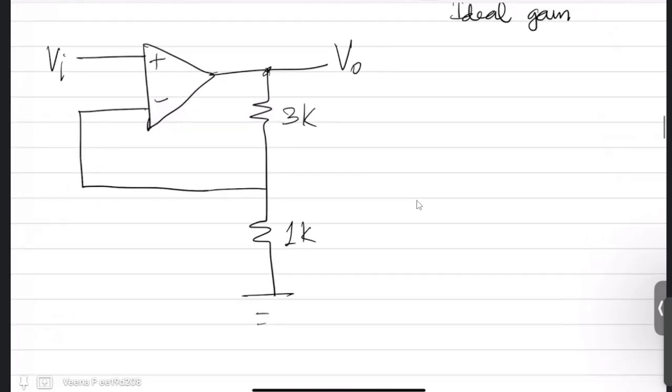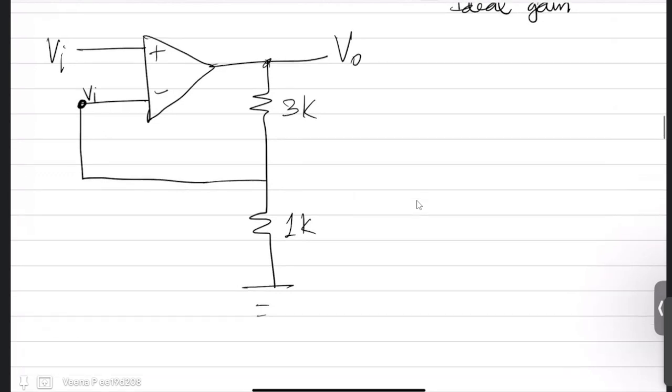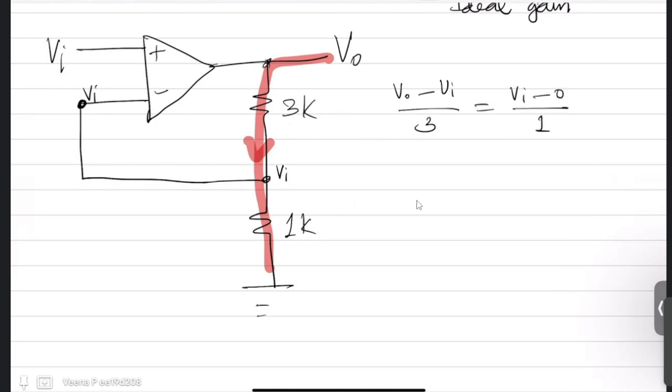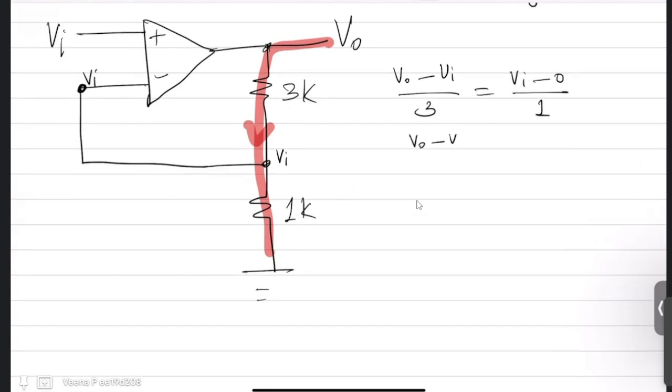So for an ideal gain, when you are considering an ideal op-amp, your non-inverting terminal voltage and inverting terminal voltage are the same. So this is also Vin. Now you can apply Kirchhoff's current law following this path. If you do that, you get (V0 minus Vin) by 3 is equal to (Vin minus 0) by 1. That means V0 minus Vin is 3 times Vin, or 4 Vin is equal to V0, or V0 by Vin is equal to 4.